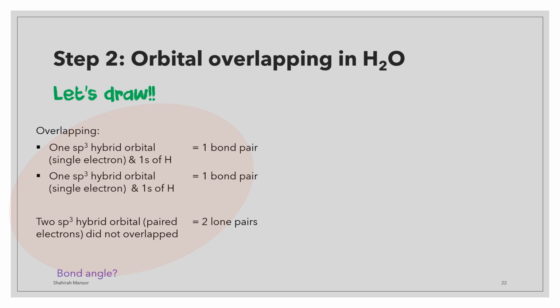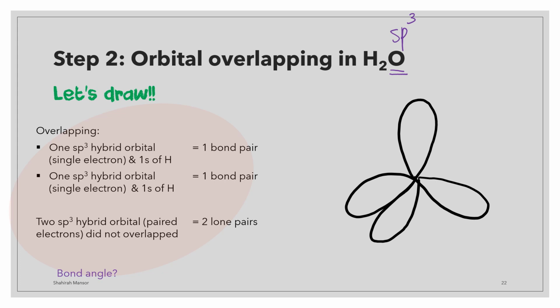We will start drawing the orbital overlapping of water by drawing the sp3 hybrid orbital of oxygen, that is tetrahedral. And then label all the lobes with sp3, and not to forget, put in all the electrons as we have found in the sp3 hybrid orbital just now. And then we will do the orbital overlapping between O and hydrogen.